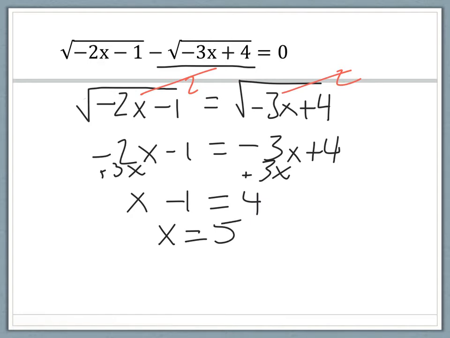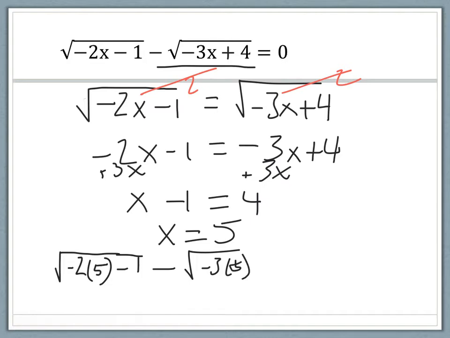Okay. Now I'm going to plug that back in and make sure these aren't extraneous. So I'm going to plug it into the top where I have the square root of negative 2 times 5 minus 1, minus the square root of negative 3 times 5 plus 4 equals 0. Well, negative 2 times 5 is negative 10, minus 1 is negative 11.